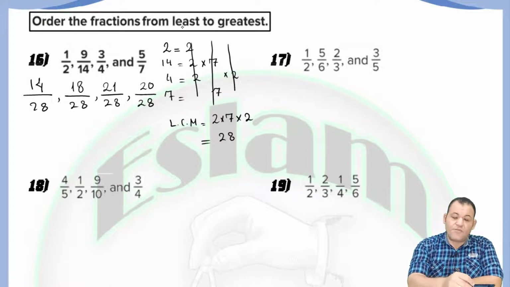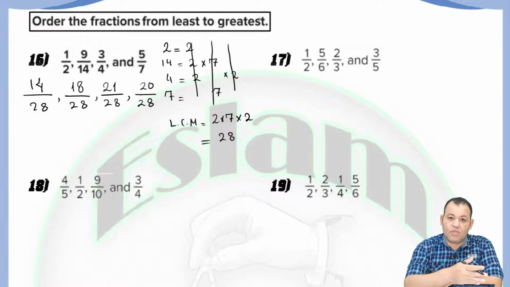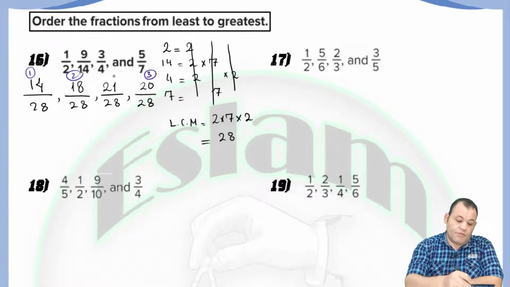If you need to arrange from the least to the greatest, you need to find the smallest number to the greatest number. The smallest number that we have here is 40. After that will be 80. Then 20, then 21. Now we need to write the order.